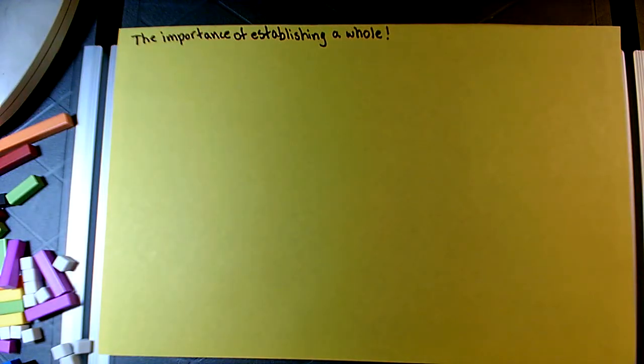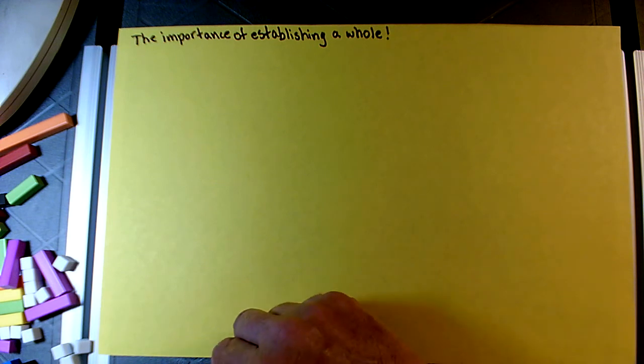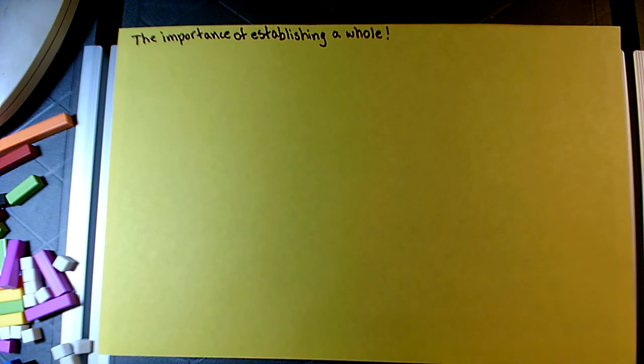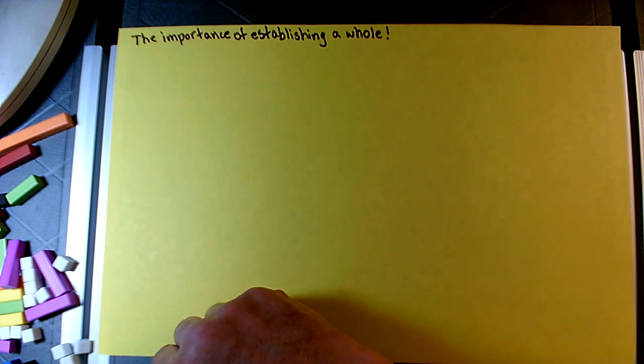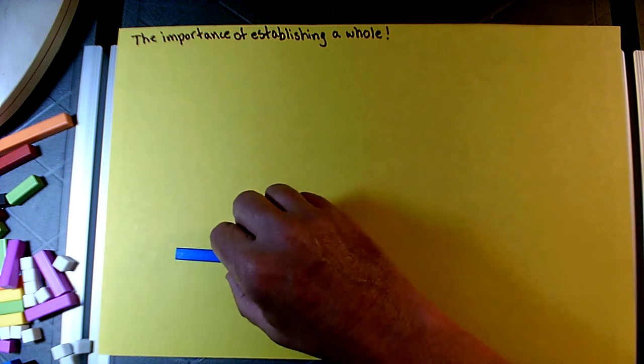Okay, in this video I'm going to talk about the importance of establishing a whole. I'm also going to talk about the kinds of ways that we want to develop language with our students, especially the academic language around mathematics. This is for English learning students, but I'm going to make the argument that when it comes to mathematics, most students are learning to use the language appropriately. And so this is for all students, really.